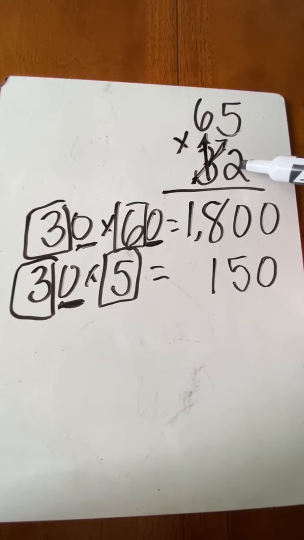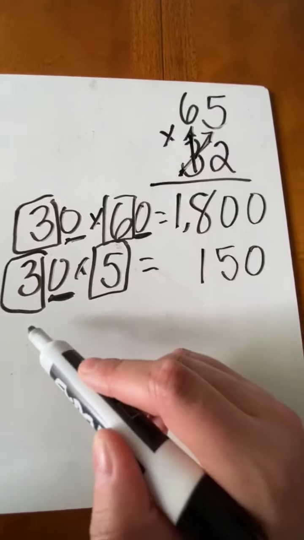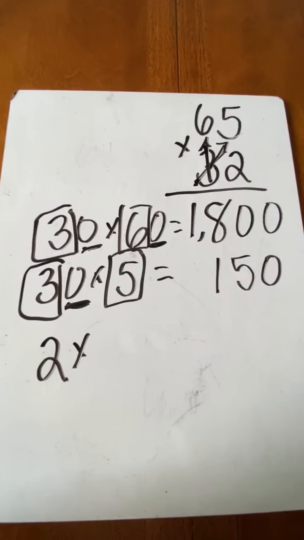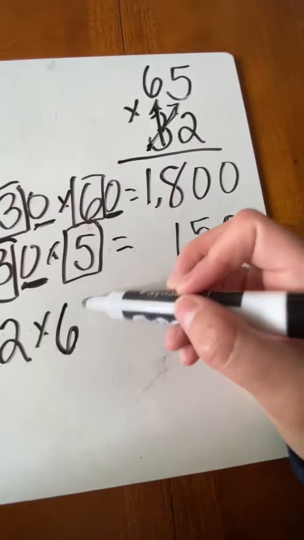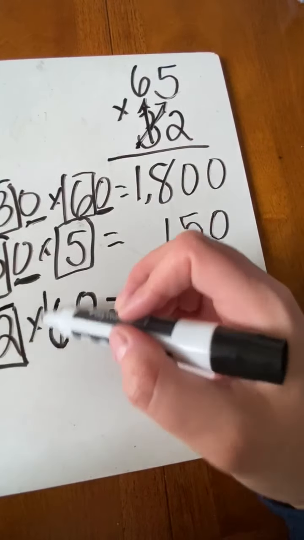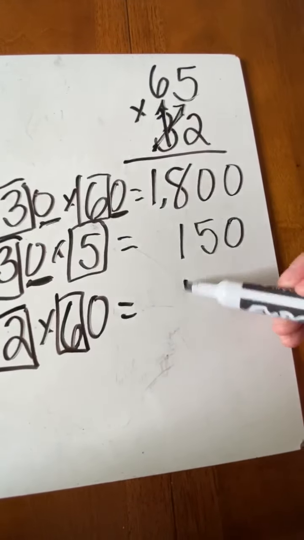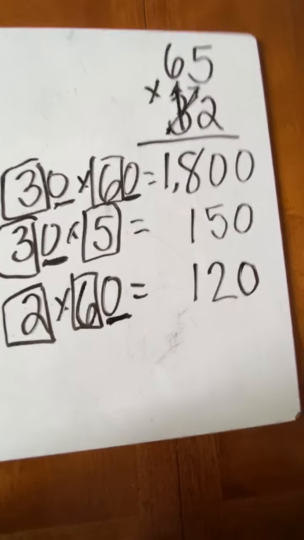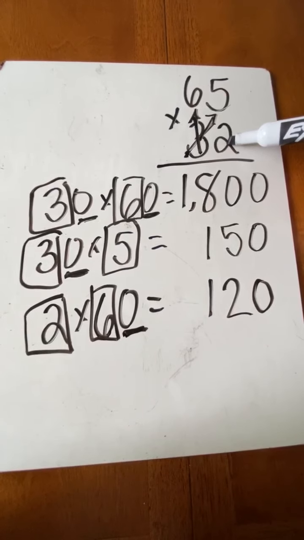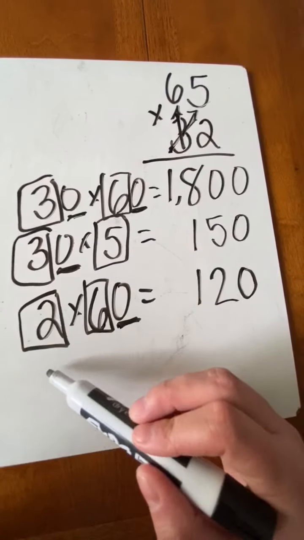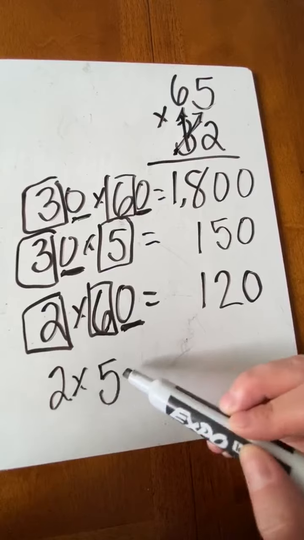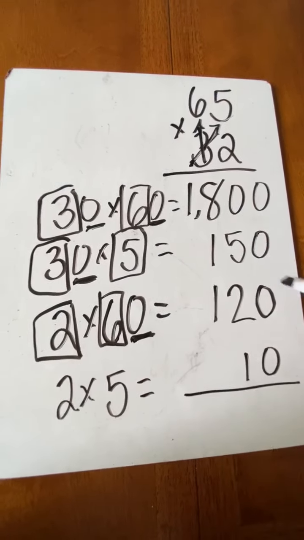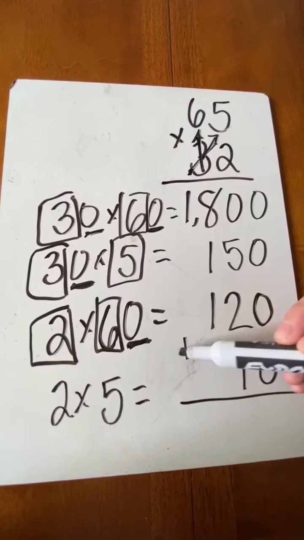Now I need to do my 2. So my 2 is in the ones place, so that is just 2. So 2 times the 6 in the tens place, which is 60. So 2 times 6, I know is 12. And then I have my 1 0, so I'm going to add the 0 on. Now that leaves me with 2 times 5. They're both in the ones place, so just 2 times 5. 2 times 5 is 10. And again, after I get all these answers, I'm going to add them all up.